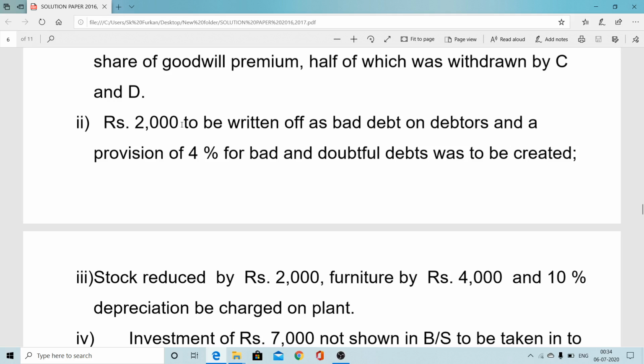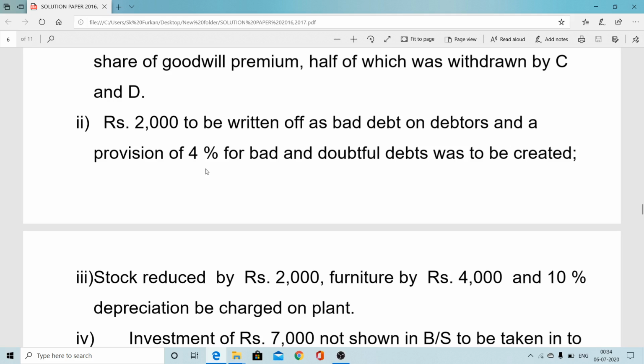Now we have to close that bad debt. Profit and loss account debit to bad debt, or rather profit and loss adjustment, that is called revaluation account debit to bad debt. So ultimately we can say revaluation account debit to bad debt or to debtors. For that 2,000, we can make that entry: revaluation account debit or profit and loss adjustment account debit to bad debt or debtors, both we can write here. So ultimately the debtors value decreases by 2,000.